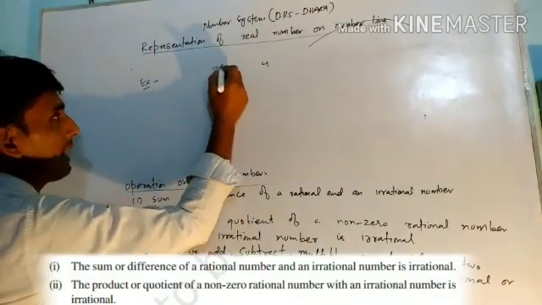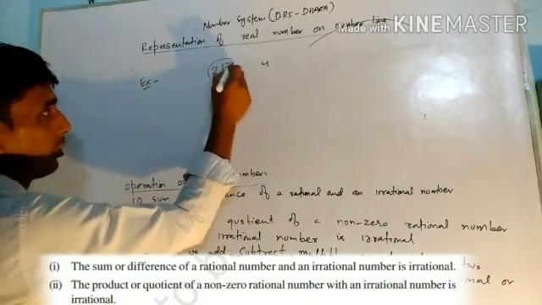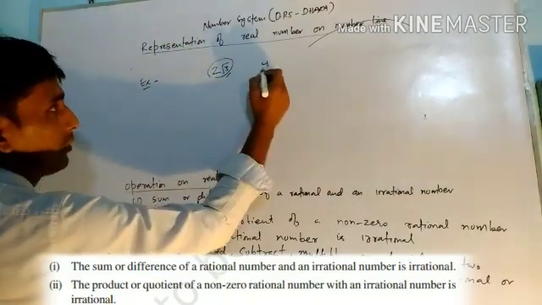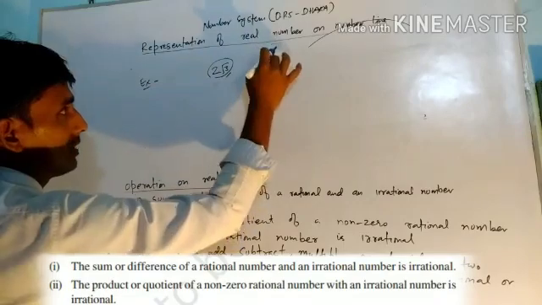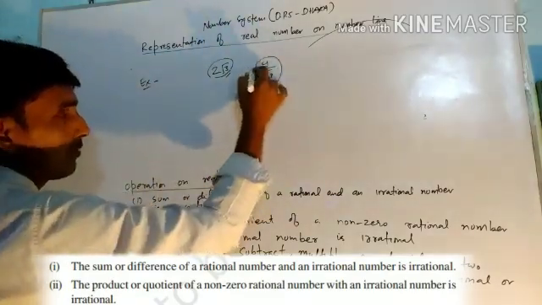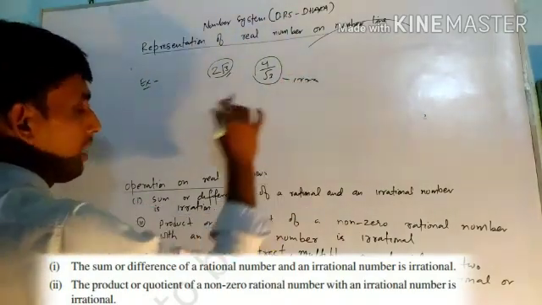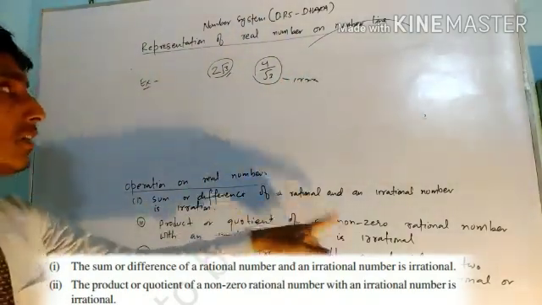For example, if you multiply this with an irrational number root 3, the whole number will become irrational. If you divide this rational number by an irrational number root 3, the whole number will become irrational. So this is irrational. But here one point is added, that is non-zero.